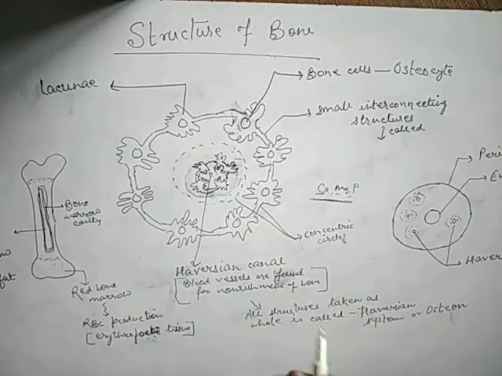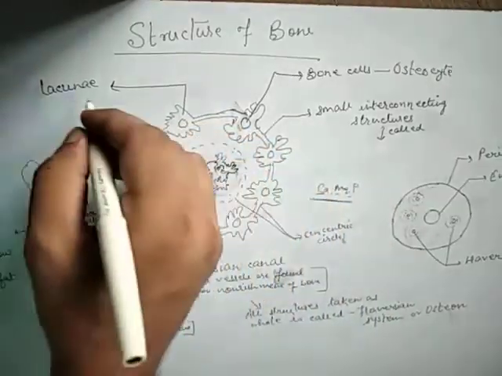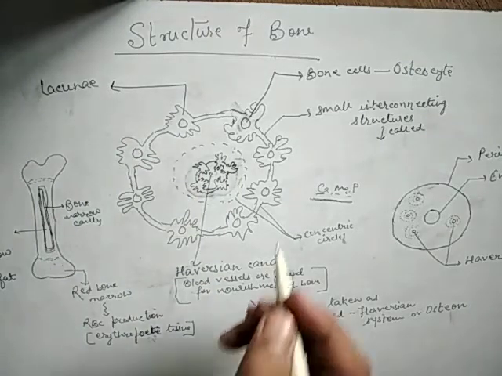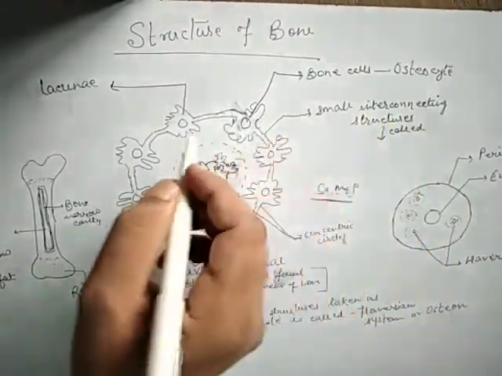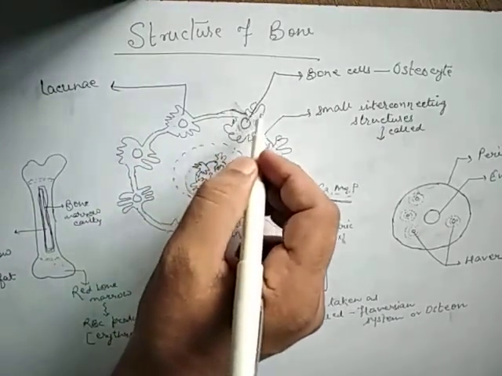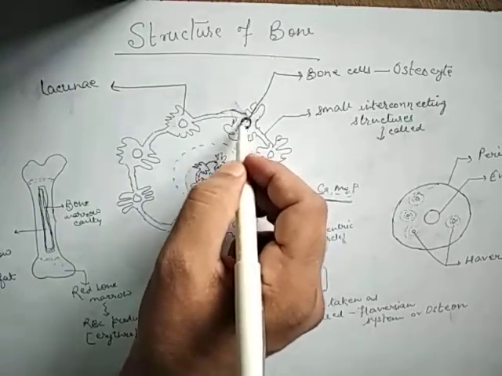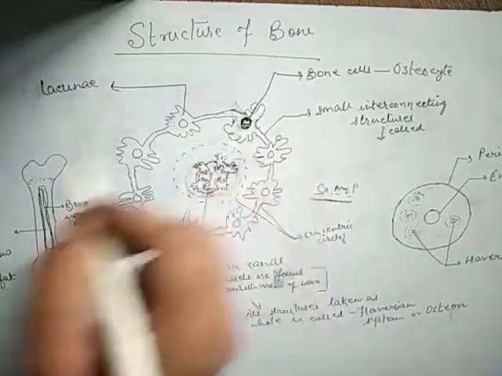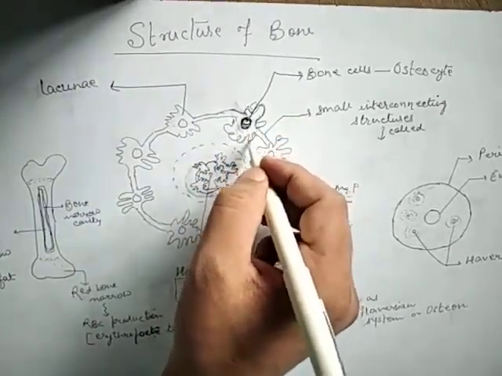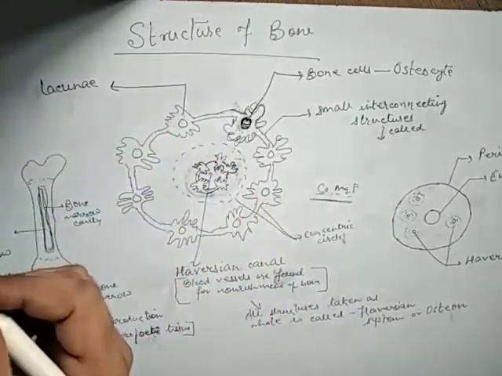The irregular structures, these are called the lacunae. The osteocytes are found in these spaces. These are the spaces which are called the lacunae, and this is your bone cell right here. This is called the osteocyte. These osteocytes are found between the spaces, and these spaces are called the lacunae.